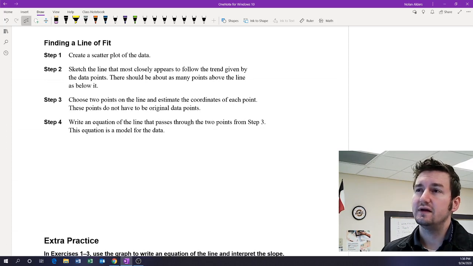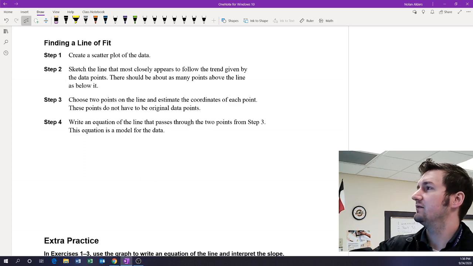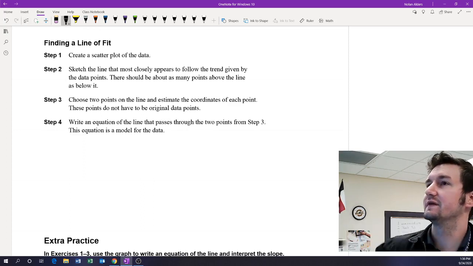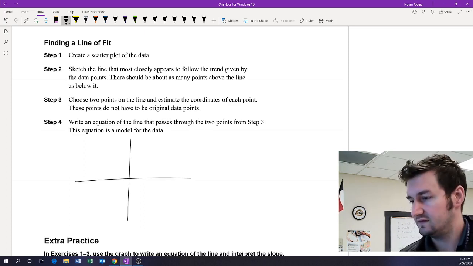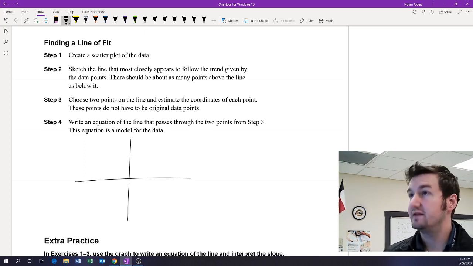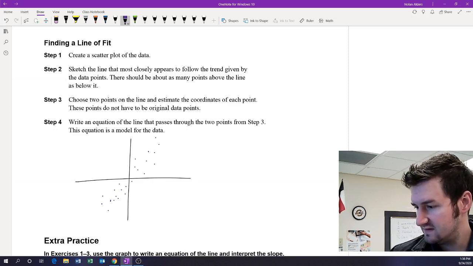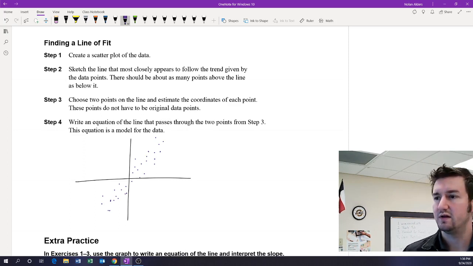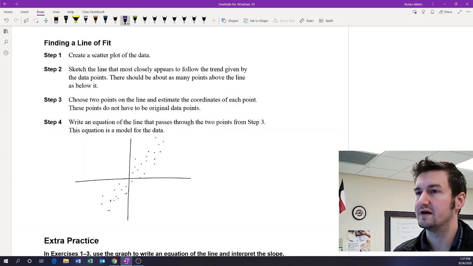Okay, so first of all, step one would be to create a scatter plot of the data. So let's say that we had a bunch of data, so let's draw something in here. Okay, so we got our x and y coordinates, and then we just start plotting our points, and we get all kinds of points here. So we take all those points and we get a little scatter plot there, just identifying where all of those points in our graph are.